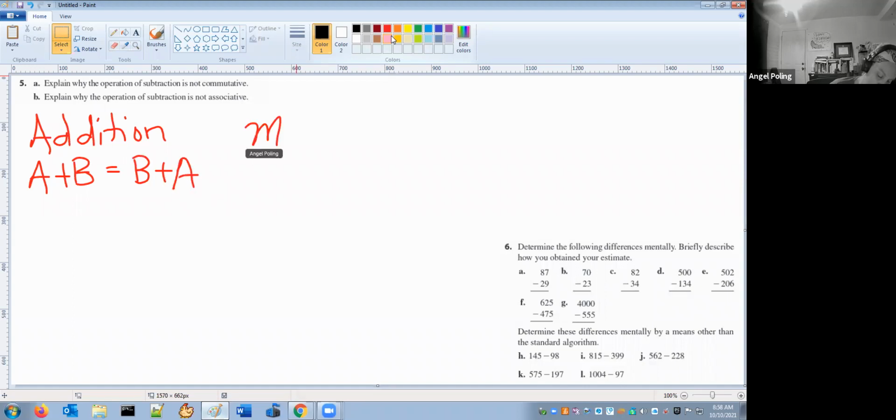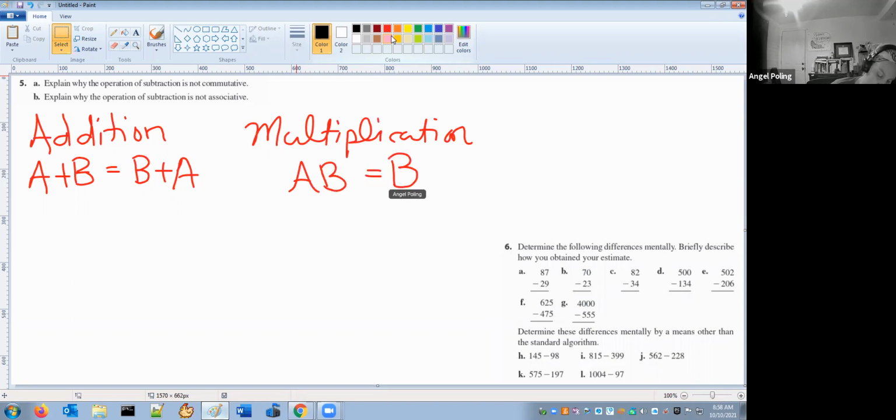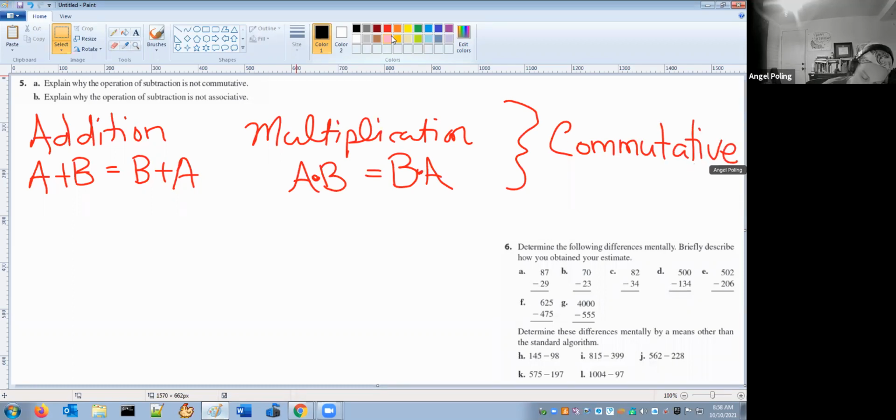Also in multiplication, we have A times B. It has the same value as B times A, right? So we have the commutative properties for addition and multiplication, but they want us to show that there is not that property for subtraction.